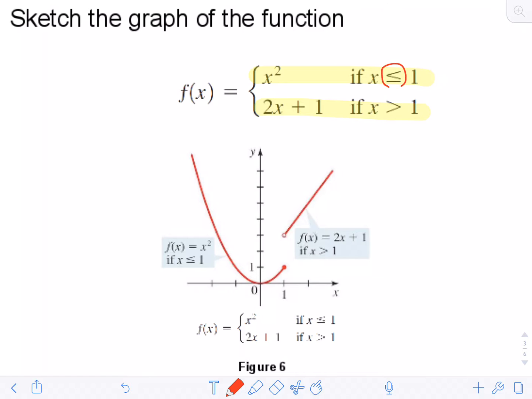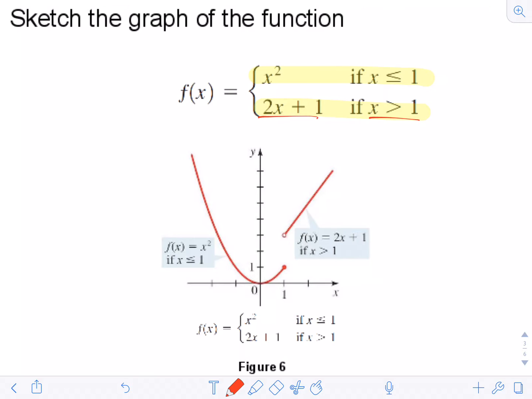The important piece is this is less than or equal to, which is essentially why we have a closed circle there. The other side's true as well. 2x plus 1, that's a line. X is greater than 1, that's an open circle there, and then obviously the line continues. So you're just graphing essentially a piece of the function and putting those pieces together.